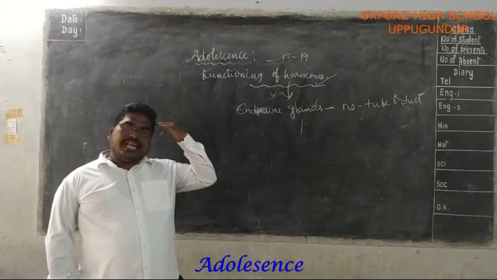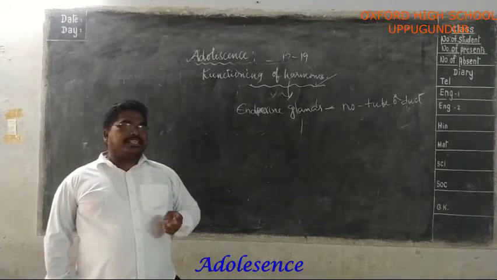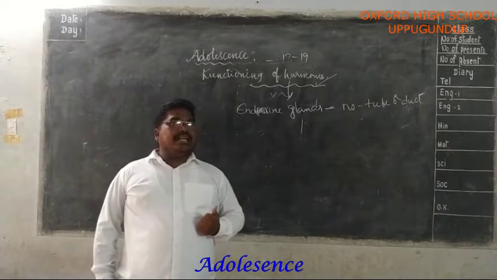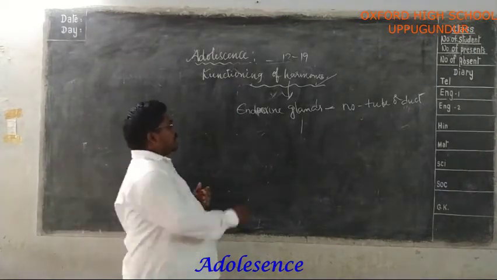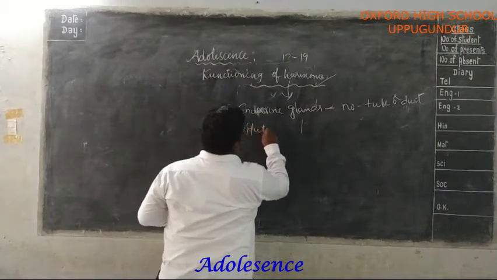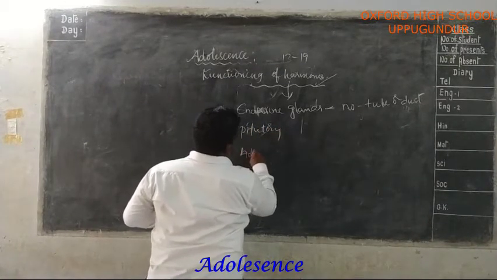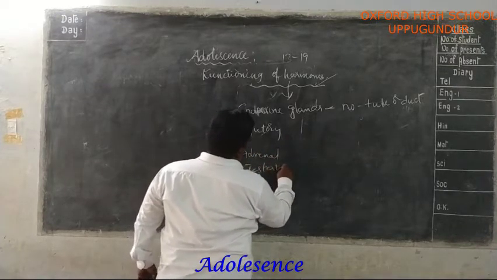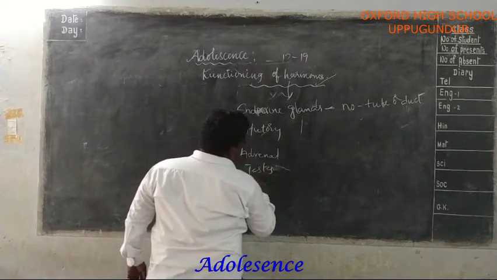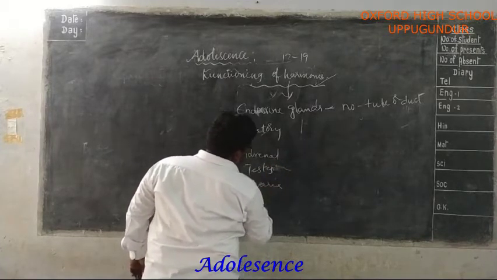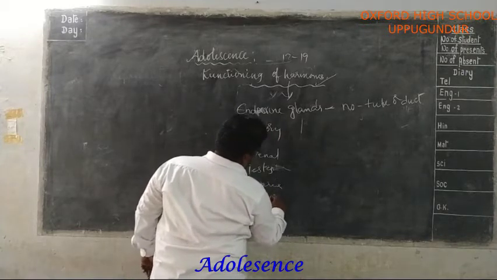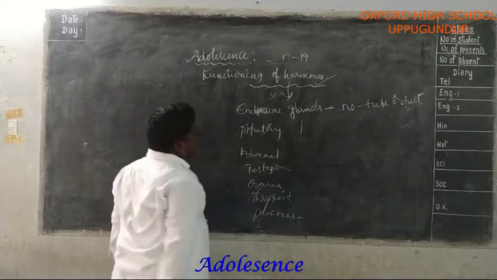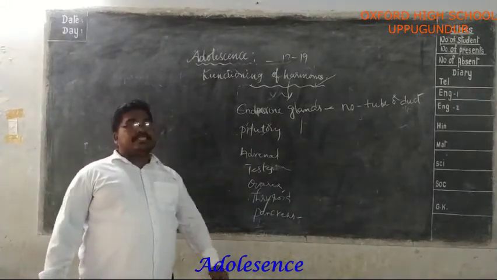Pituitary gland: the master gland of the body. It is also known as the master gland, and it is an endocrine gland. Adrenal gland, I will write here: pituitary, adrenal, testes, ovaries, thyroid, pancreas. These are some of the endocrine glands present in our body.